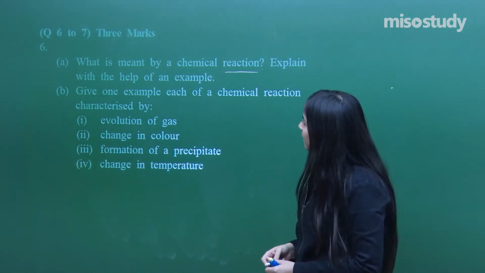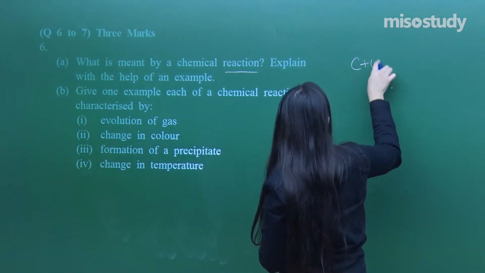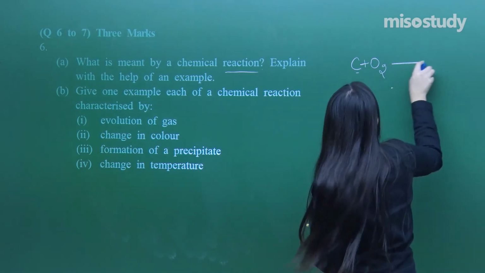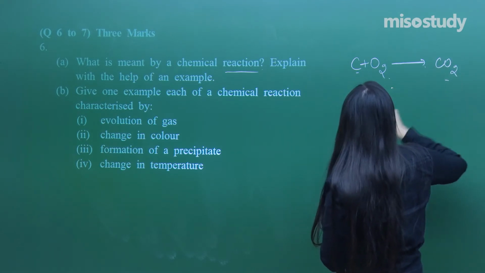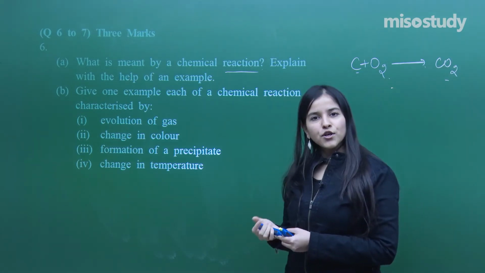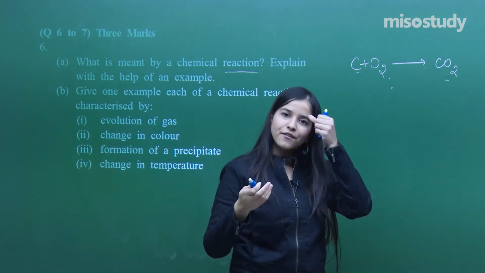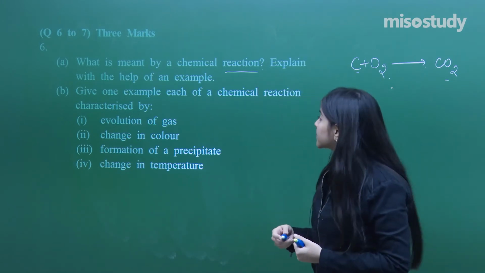Now, explain with the help of an example. You can take one very simple example, C plus O2. That means coal in the form of carbon burns in air, giving carbon dioxide. That's it. Here a new substance has been formed. So, it is definitely a chemical reaction which is occurring. A chemical change is there.